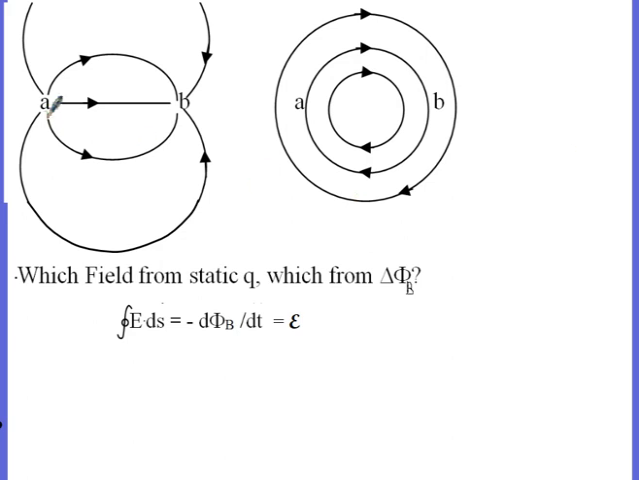Let's start at A and go over to B, and there my path, my ds, is going to be in the same direction as the field. So when I get the dot product, I get a positive there. And if I've done this right, we used to have this statement that V was equal to negative E dot ds.